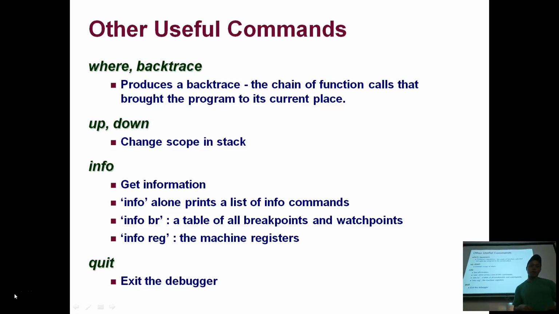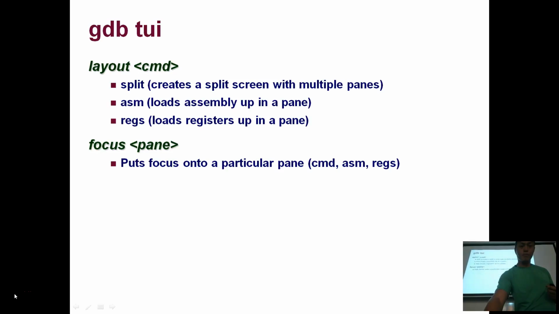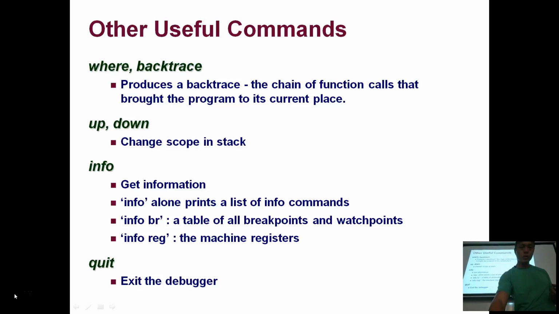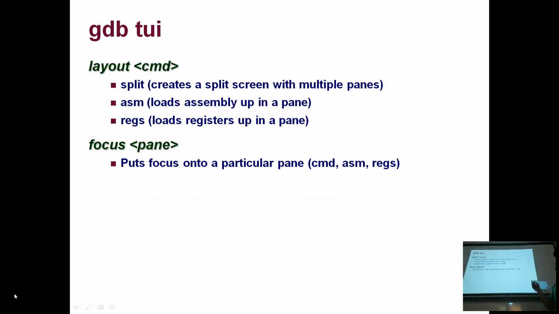Info is a general purpose command that gets you information on either breakpoints or the machine registers. And then quit is exiting the debugger. So that is pretty dry. What I want to do, one last thing. GDB TUI is, so dash TUI is what that should say.